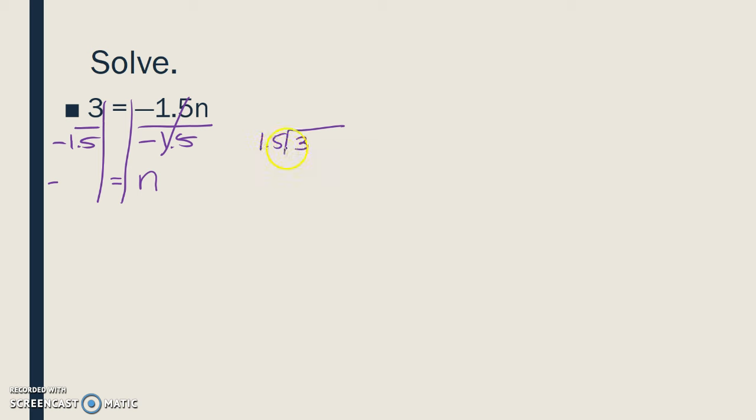We need to make this divisor, this outside number, a whole number. So we're going to move that decimal place once to the right. I do the same thing on the inside. 15 goes into 30 2 times, and we are finished with that. So it should be negative 2 equals n. Be careful with those positive and negative signs. Make sure you're checking over that.